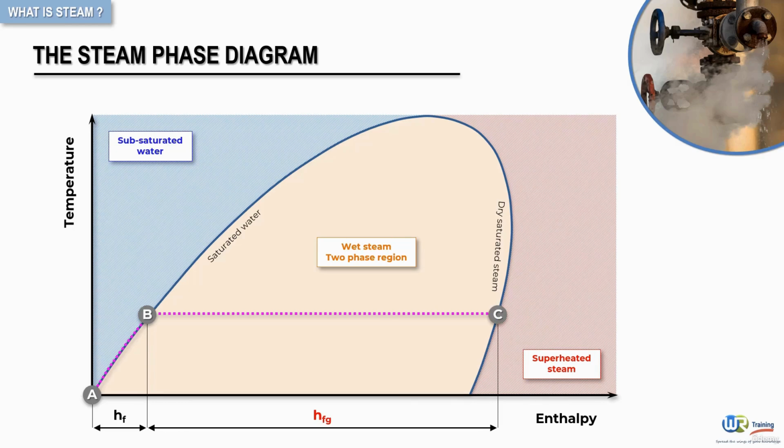If it continues to be heated after this point, the pressure remains constant, but the temperature of the steam will begin to rise as superheat is imparted, as depicted here. The degrees of superheat in this example can be determined graphically as follows.